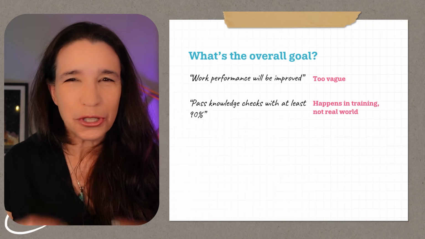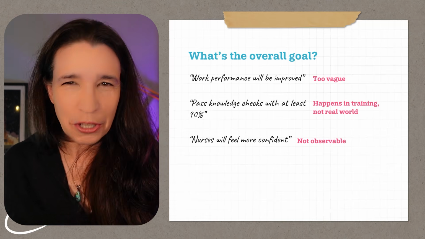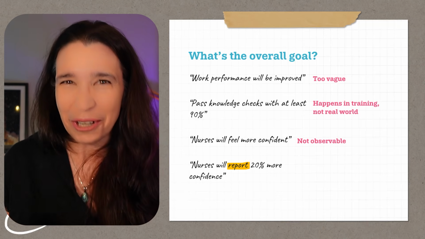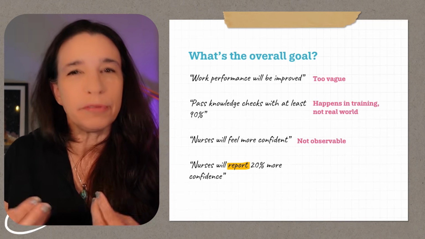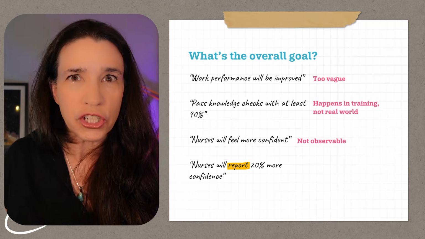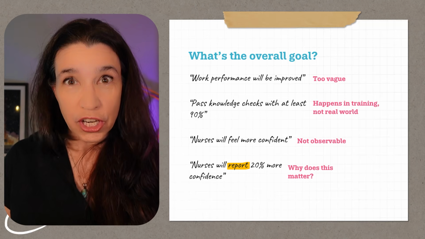And this third one is sneaky. People sometimes know they shouldn't say things like, nurses will feel confident. They know that a feeling isn't observable, so what they'll say instead is, nurses will report 20% more confidence, like on a survey. Okay, that's measurable, but again, we want them to feel confident so that they do what? Intervene more often, ask more questions, challenge the doctors? And why are those things desirable? What will that change in the real world?